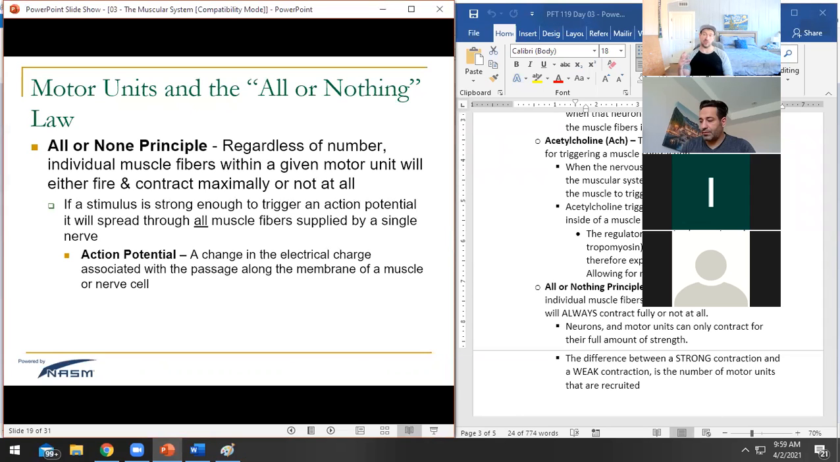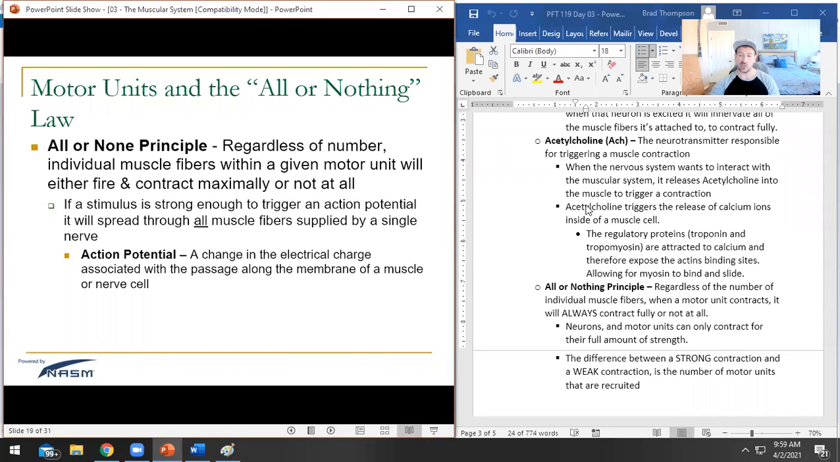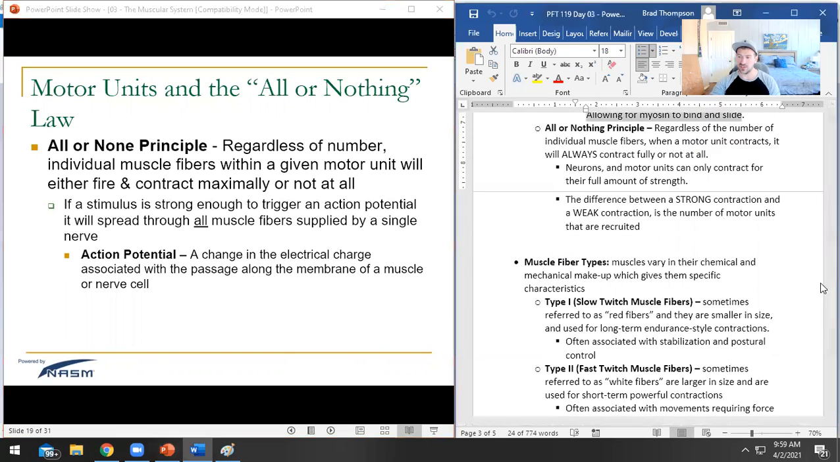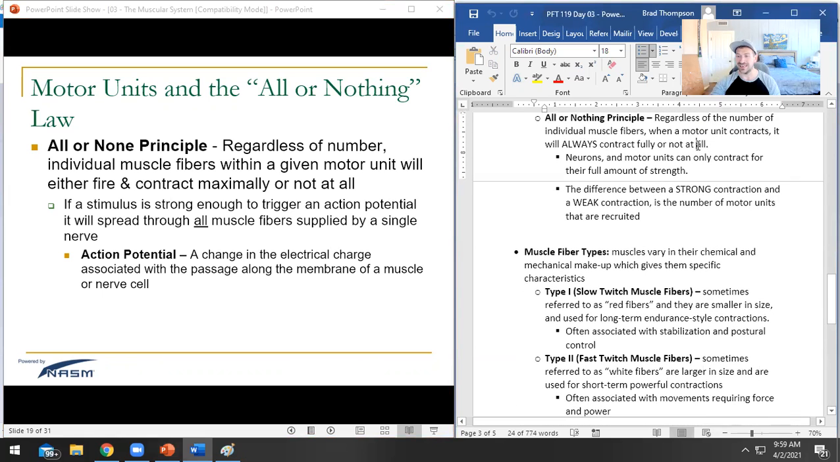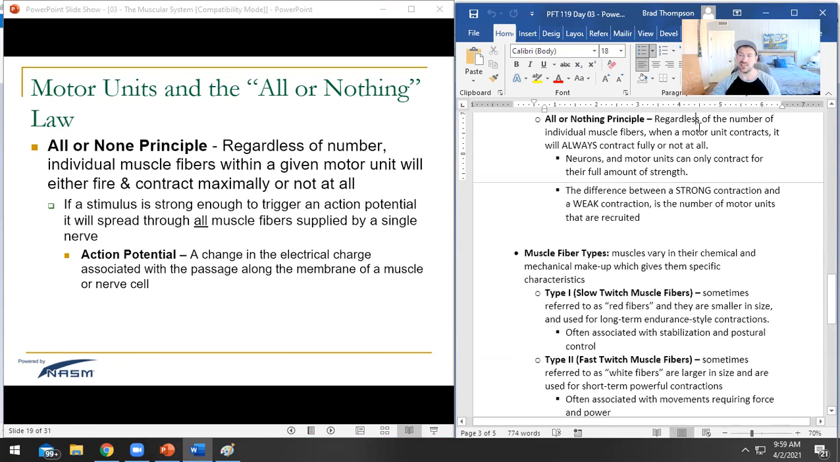Well, we have to be able to recruit fewer muscle fibers, right? Because here's what's kind of interesting. This is a weird, fun fact about muscle cells. When your muscle cells fire, there's this thing called the all or nothing principle. And what this says is that regardless of the number of individual muscle fibers, when a motor unit contracts, it will always contract as hard as it can. It will contract fully every single time.